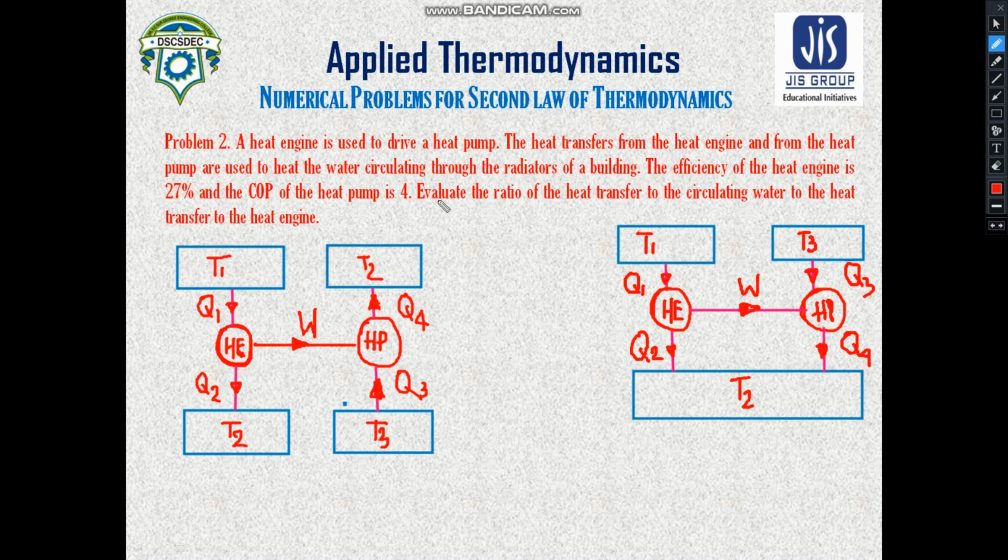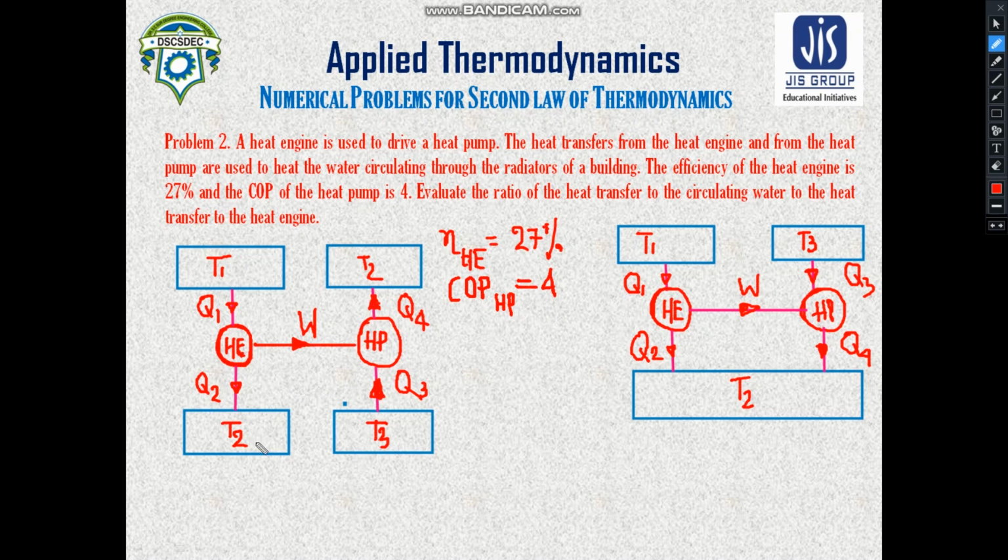Okay, now the efficiency of the heat engine has been mentioned as 27%, and the COP of the heat pump has been mentioned as 4.